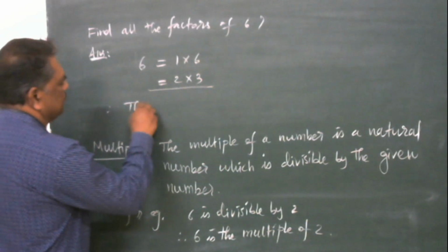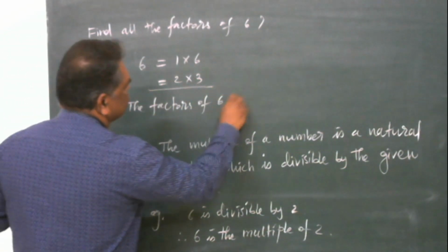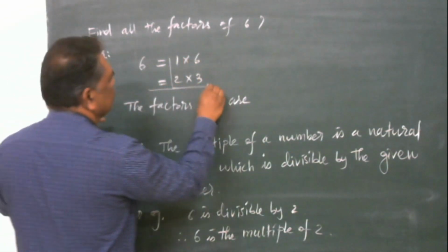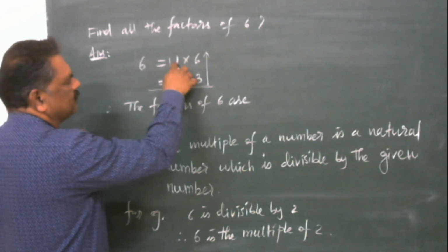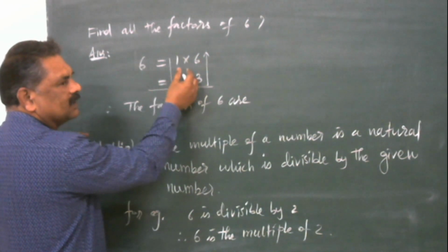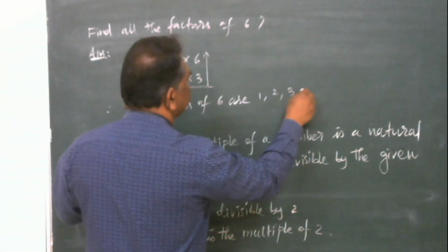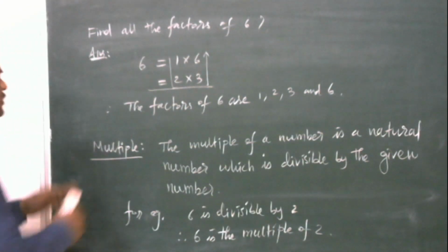Therefore, the factors of 6 are, we need to start from here and complete the round. Whatever the numbers are there in the products, all will be the factors of 6. So 1, 2, 3 and 6. These are the factors of 6.